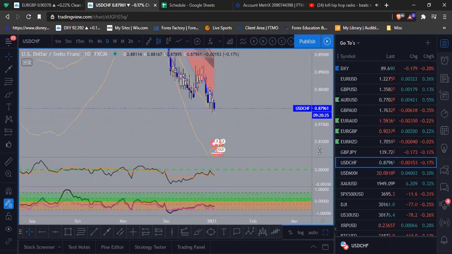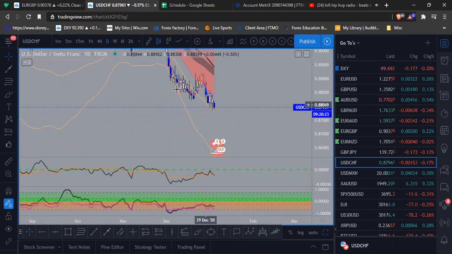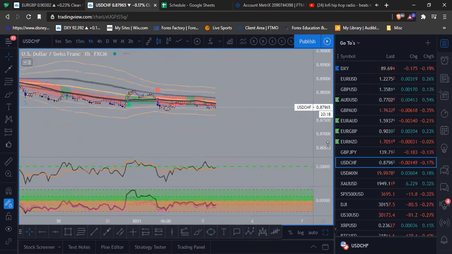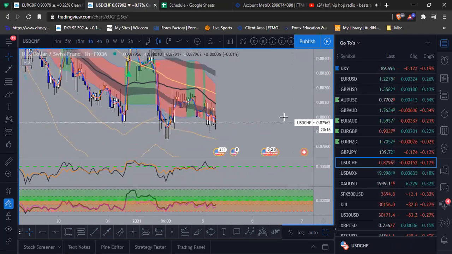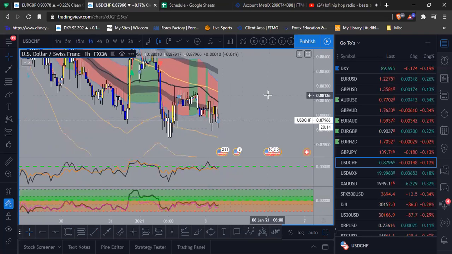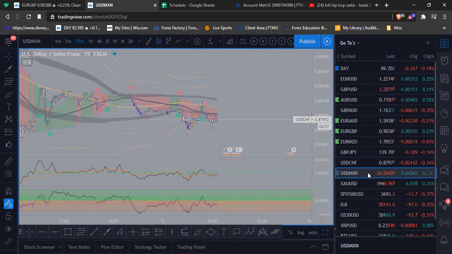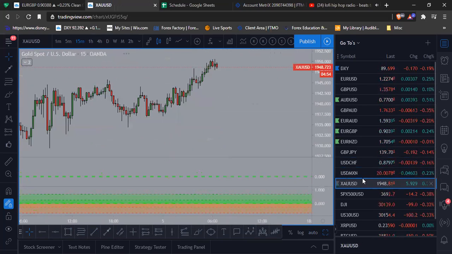But I do like how the daily is at this 2 deviation. The 4 hour is at the 2 deviation. The 1 hour is kind of chilling at that lower danger zone area, trying to break through it to the upside. And the 15-minute came and showed at the 2 deviation as well. So I'm seeing a lot of support on Chef right now. And with the DXY, me wanting to buy it, I'm looking for buys on Chef as well.